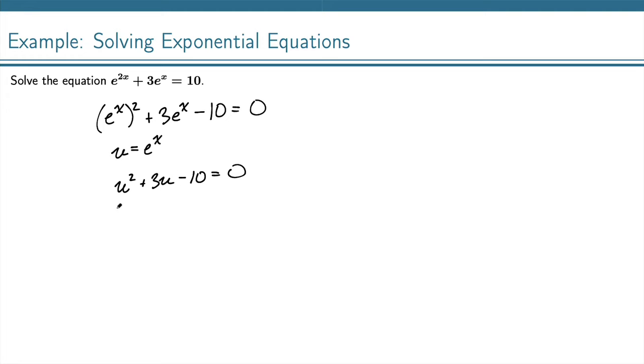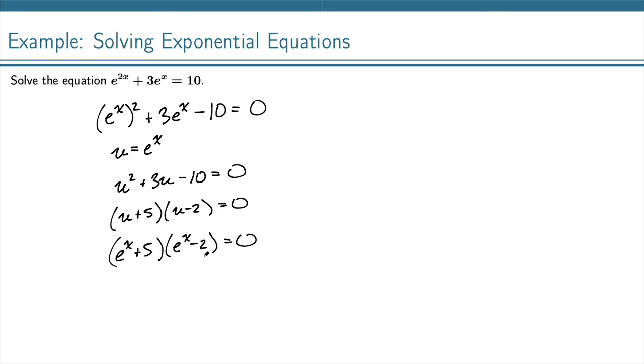So now this factors quite nicely, actually. This is u plus 5 times u minus 2. And so now I can replace my u with e to the x, so e to the x plus 5 times e to the x minus 2 equals 0. Now, of course, if you can get from this step to this step without the substitution, by all means, do it. But if you are not very comfortable seeing those quadratic forms, then doing the substitution and plugging it in might help.